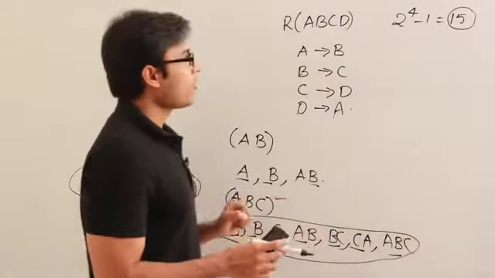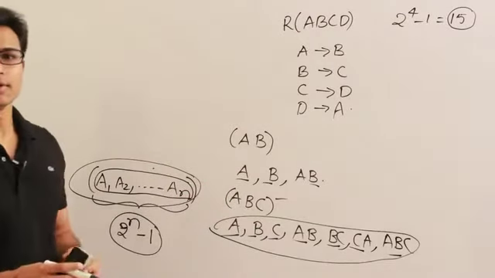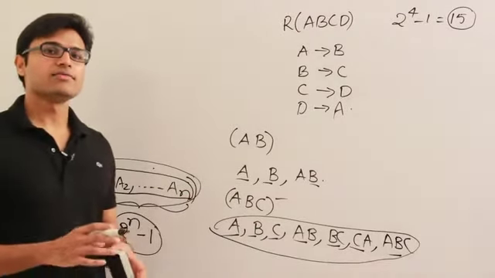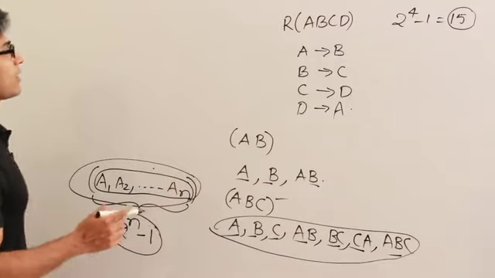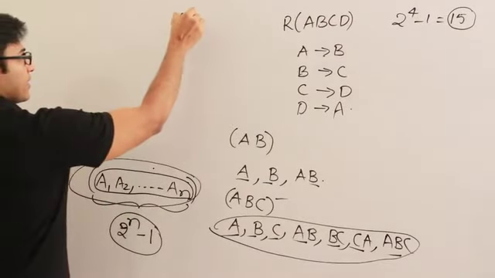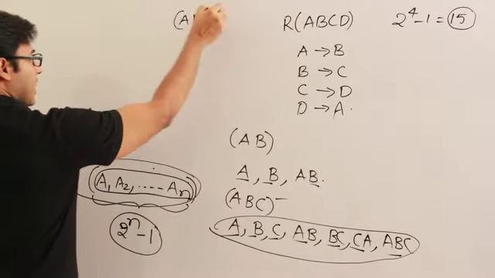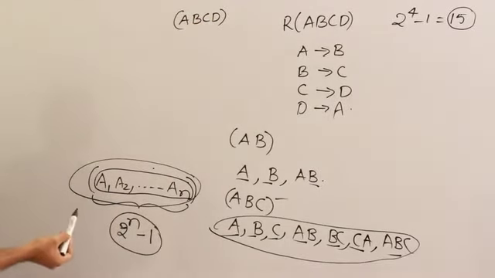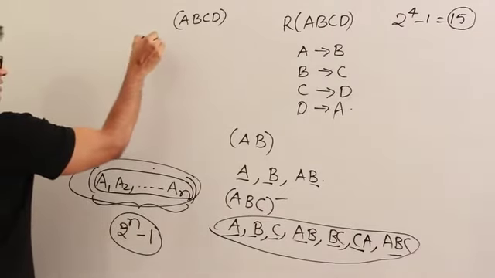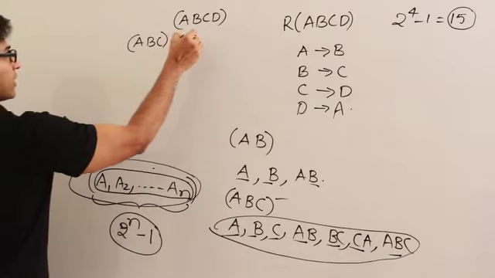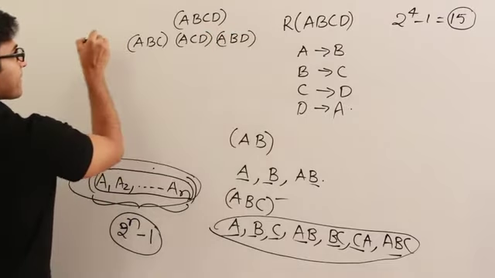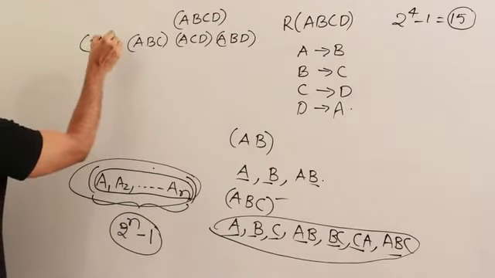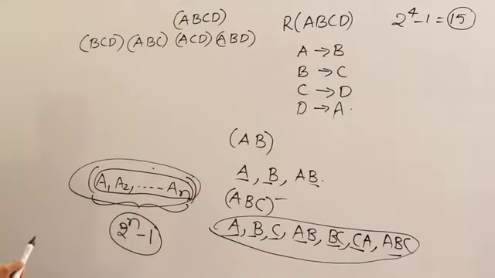Fine. Now how many candidate keys are there for this example? 15. Now I want to see, out of all these 15 possibilities, which of them are really candidate keys. So how can I find it out? First, this is a candidate key of length 4. Now I want to find out the candidate keys of length 3: ABC, or ACD, or ABD, or BCD.